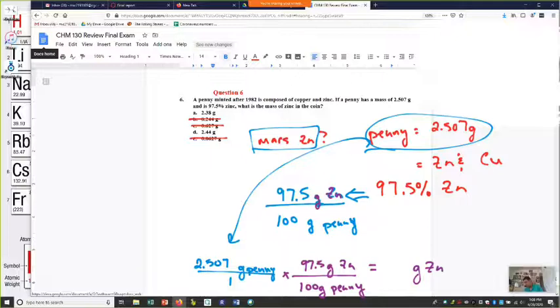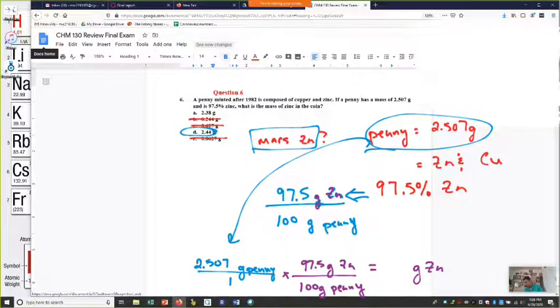If my phone will work, maybe get 2.507 times, what did I say, 97.5? And we get 2.44 grams. Officially, we get a little bit more than that with sig figs and all that fun stuff.